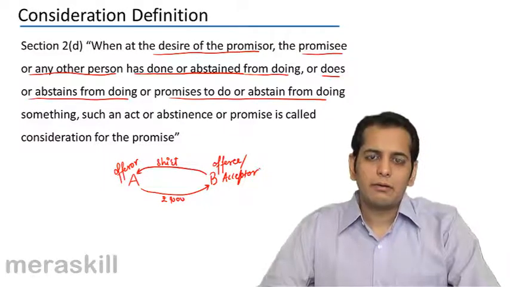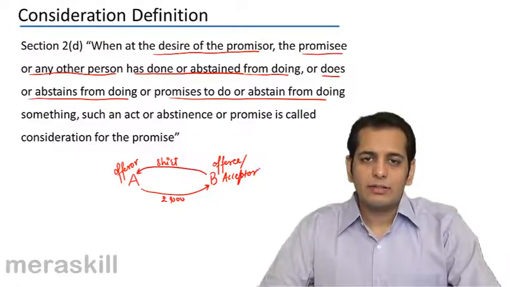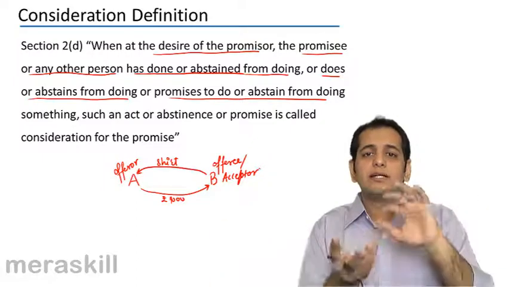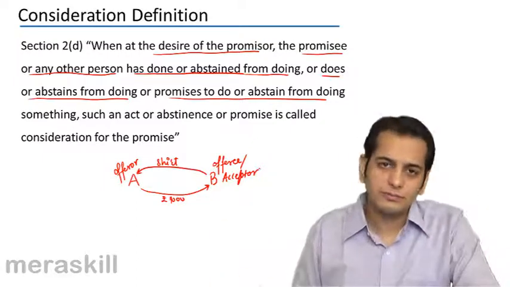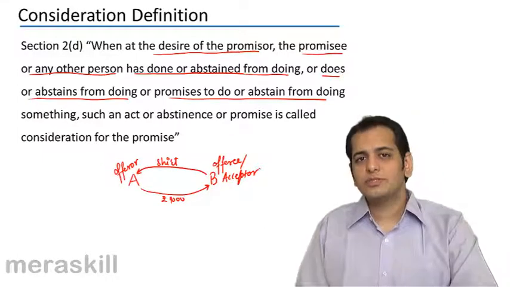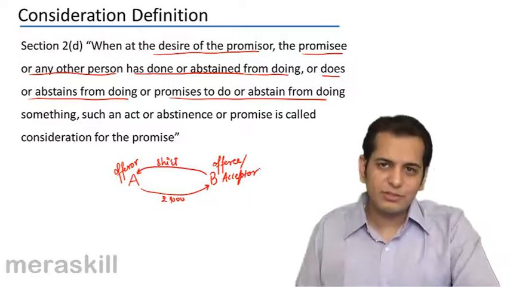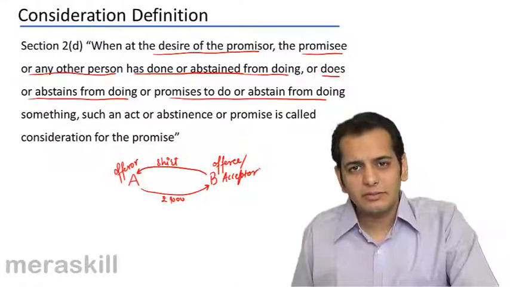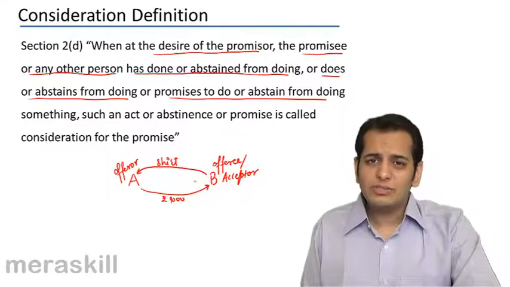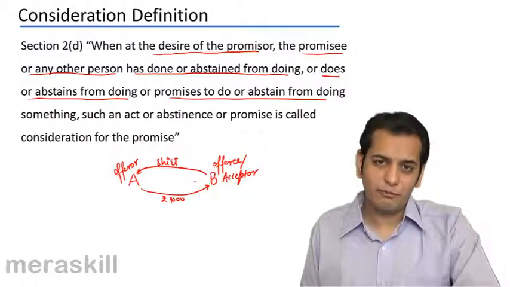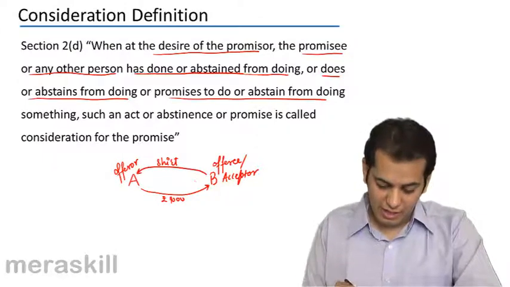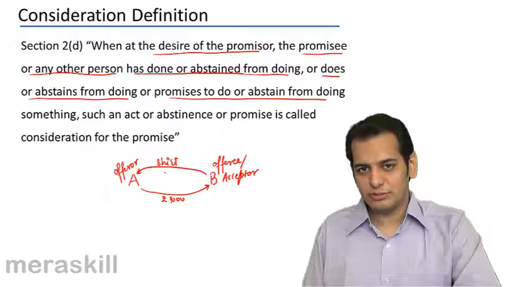Agreement is when there are a set of promises which form consideration for each other. A promise or a set of promises forming consideration for each other makes an agreement. Now in this case, can you see that there are a set of promises? Yes, there are a set of promises.